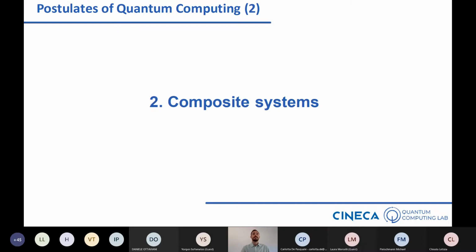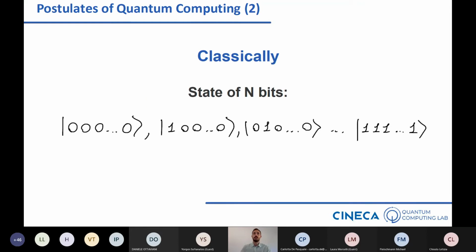The second postulate concerns a composite system. What does it mean? It means considering n bits or qubits. Classically, when you have n bits, the state can be one of these possibilities: you can have n bits all in the 0 state, or some of them in the 1 state, or all ones. Just one of these 2 to the n possibilities.